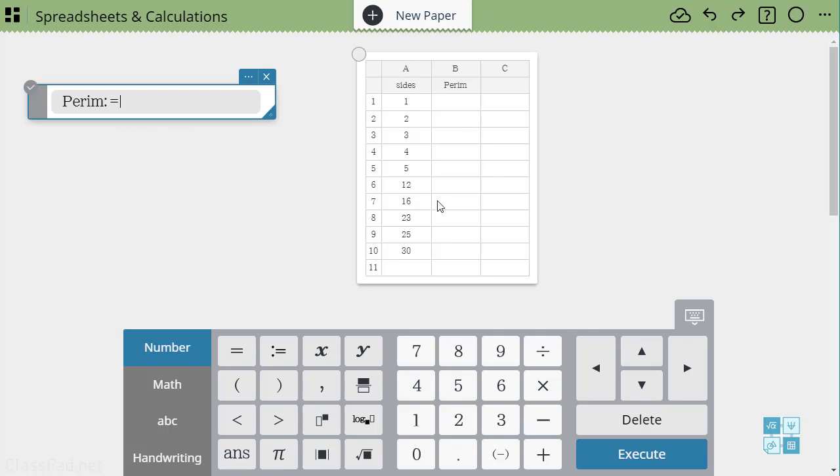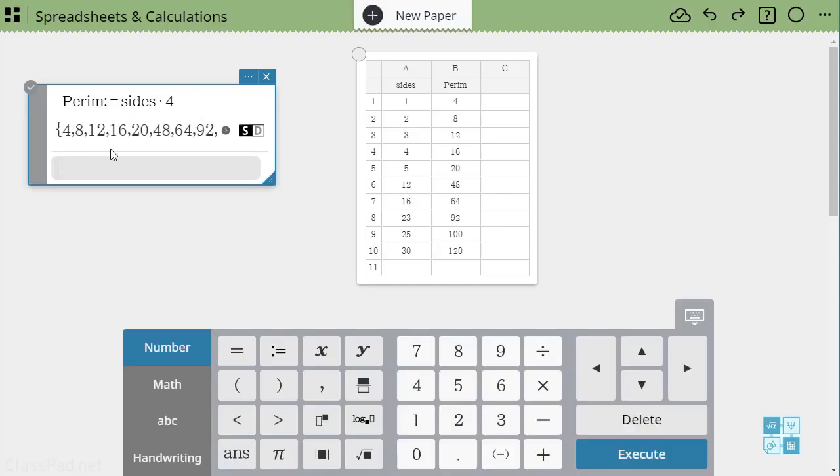Well, I want to take my data that I have, my sides, and what am I going to do to those sides? Perimeter is the distance around the square, and I have all 4 sides the same, so it's the sides, whatever the length of the side is, times 4.